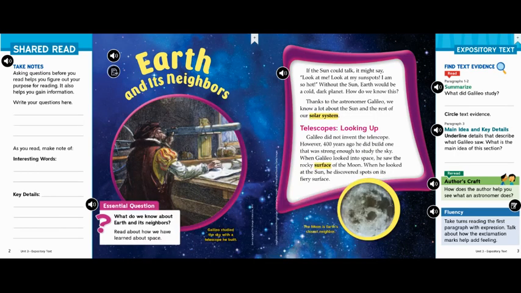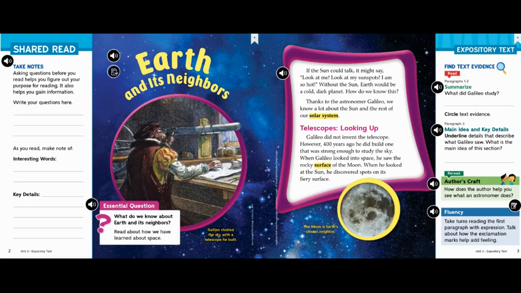The summary explained that this text is an expository text. Remember, an expository text is a text that teaches you facts and information about a certain topic. The topic for this week is all about outer space.